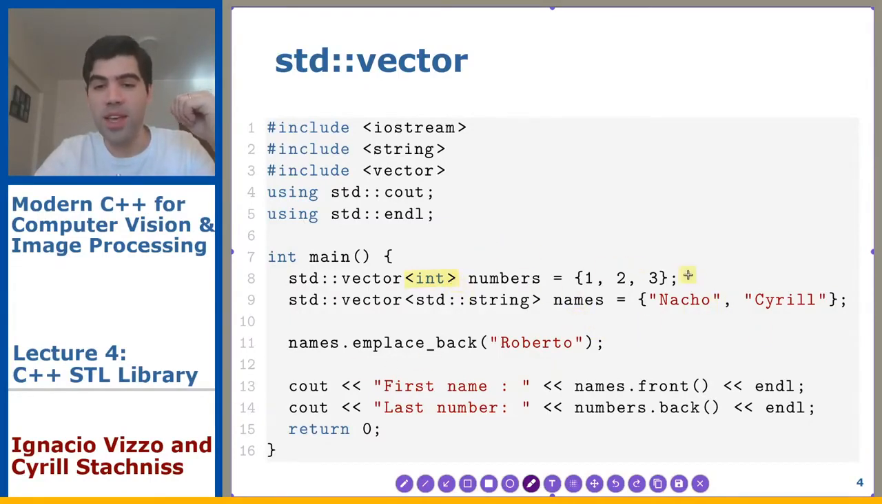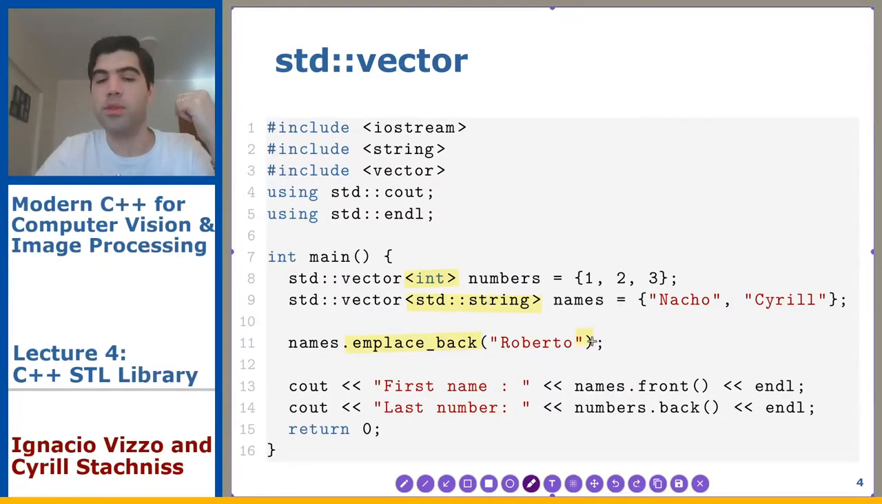But then in this case, you will have a container of size 3, and it's the same with the names container, but you can actually increase the size of the container. One way of doing this, of many out there, is using emplace_back. On this names vector, you will emplace a new name that is called Roberto. And that's basically how you create a new element.